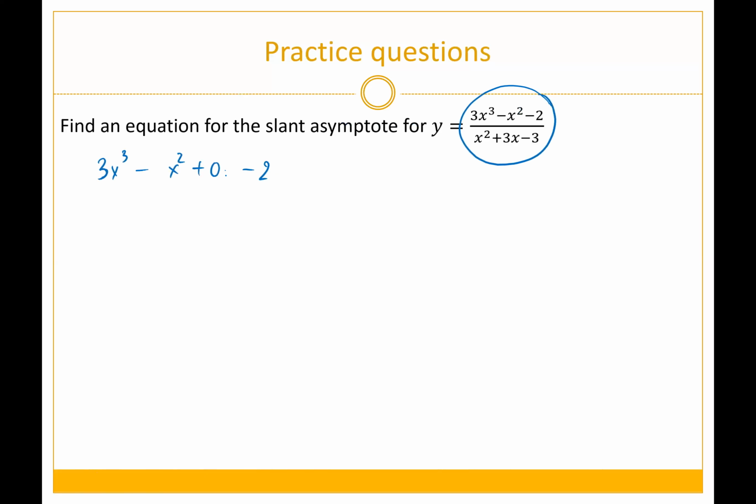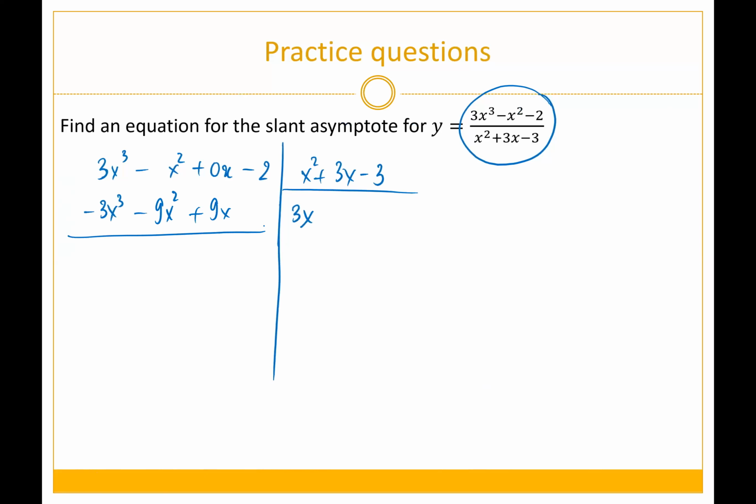I will write plus 0x, just to make sure I keep the x there to see it. So we're just going to do the long division. 3x cubed divided by this, multiply back, 9x squared. When you go from here, change the sign, so you get plus 9x. So you're going to have negative 10x squared plus 9x minus 2.